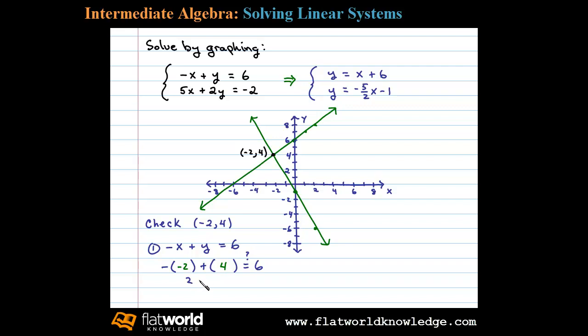Simplifying, we're left with 2 plus 4, and certainly that does equal 6. Now let's check that it satisfies the second equation. And so here again we'll substitute negative 2 in for x and 4 in for y. That'll leave us with negative 10 plus 8, and sure enough that does equal negative 2.